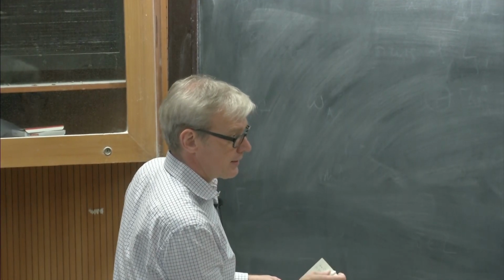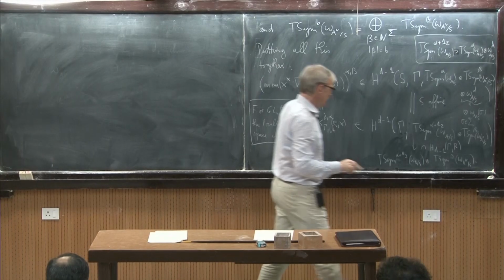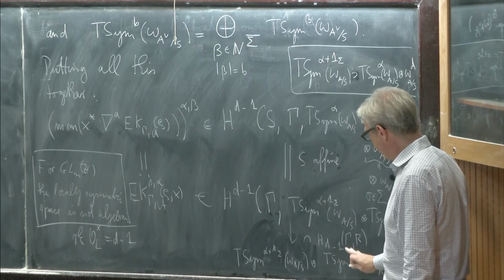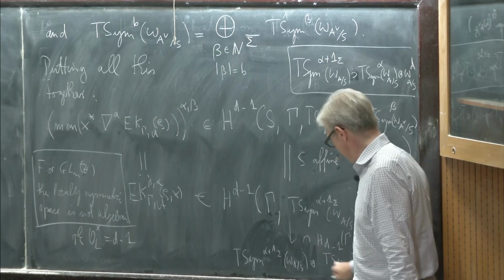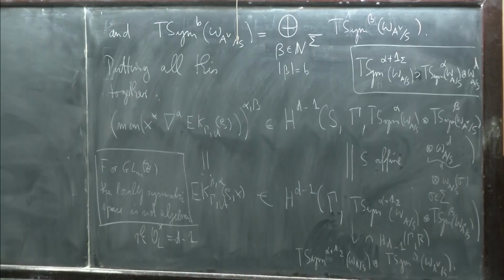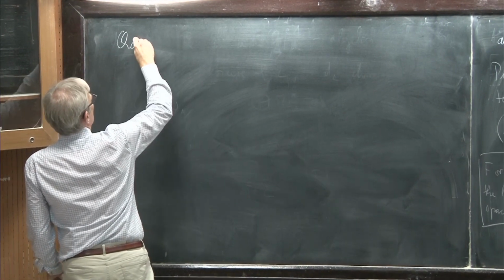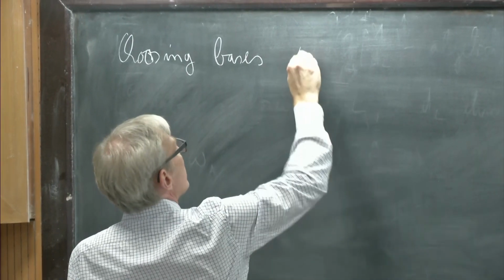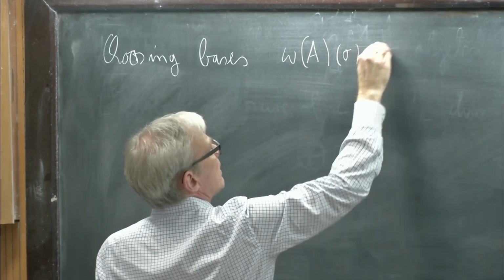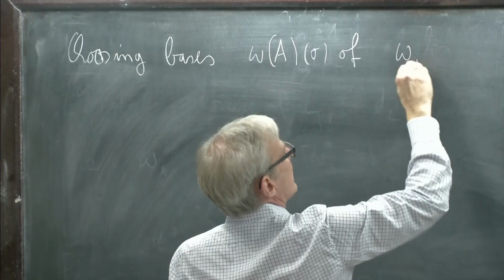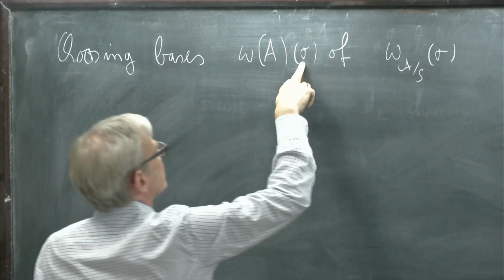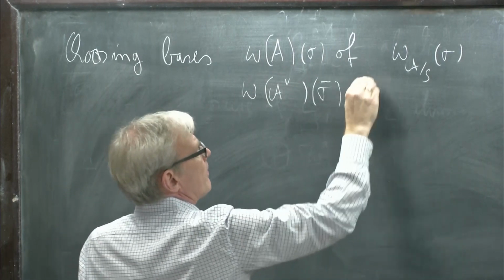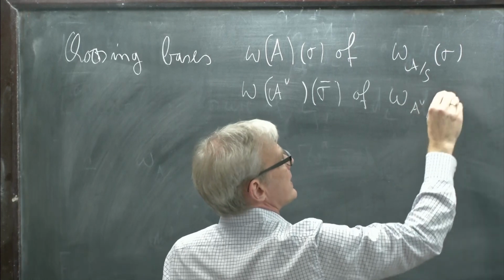Maybe I have to say one further thing. We now have these algebraic cohomology classes, and if we want a function, really a value, we have to choose a basis here. So, choosing a basis, say omega A sigma. This is a bundle, this is a section, and also of omega dual S sigma bar.